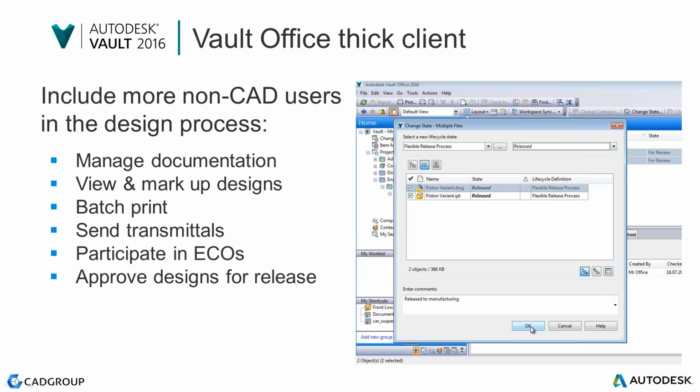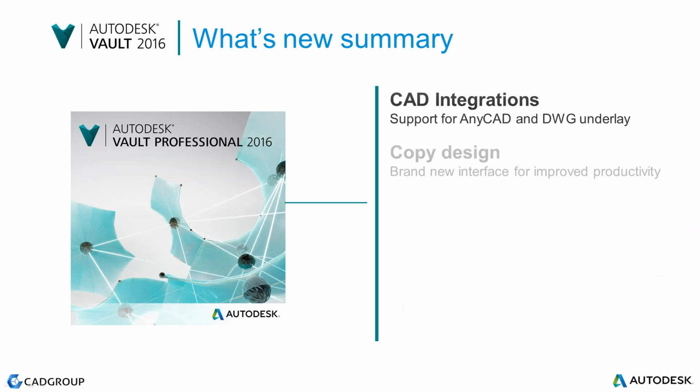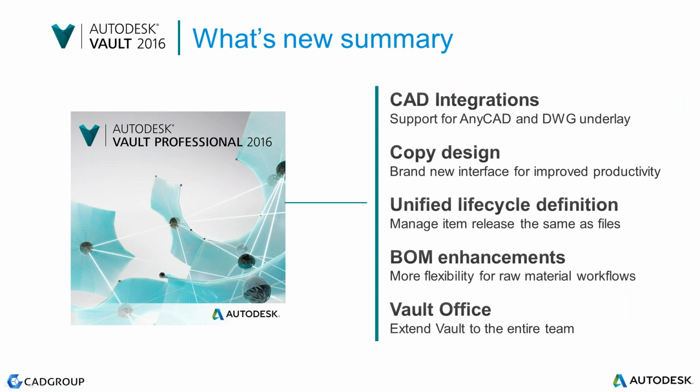So just to summarize, they're the main features. To summarize all of that, we have our CAD integration, so the AnyCAD and also DWG underlay. When you use DWG underlays within Inventor files, Vault now supports that. We have our brand new interface and improved productivity for copy design. The unified lifecycle definition, so file lifecycles and item lifecycles within Vault are now the same.